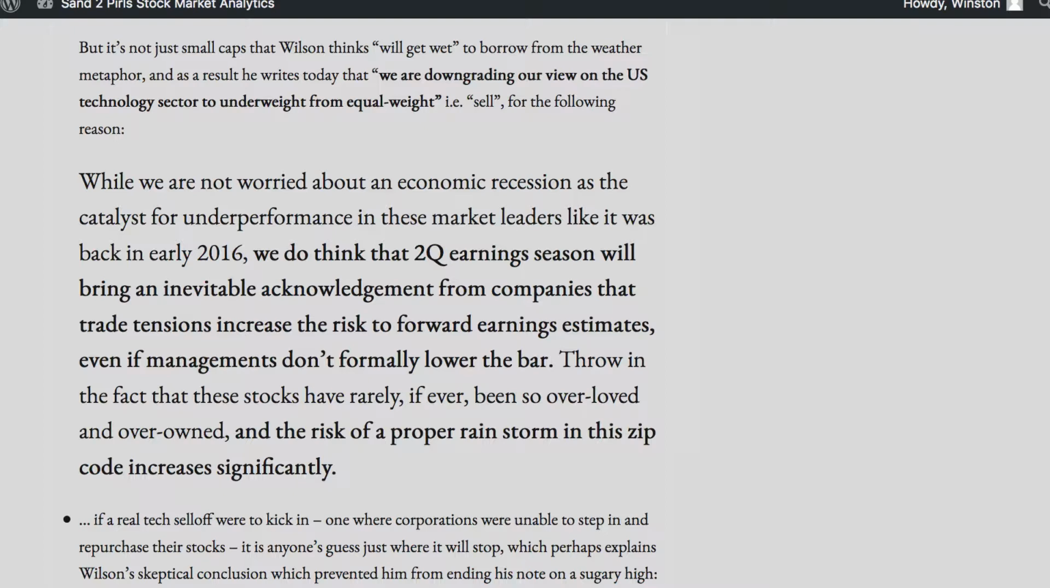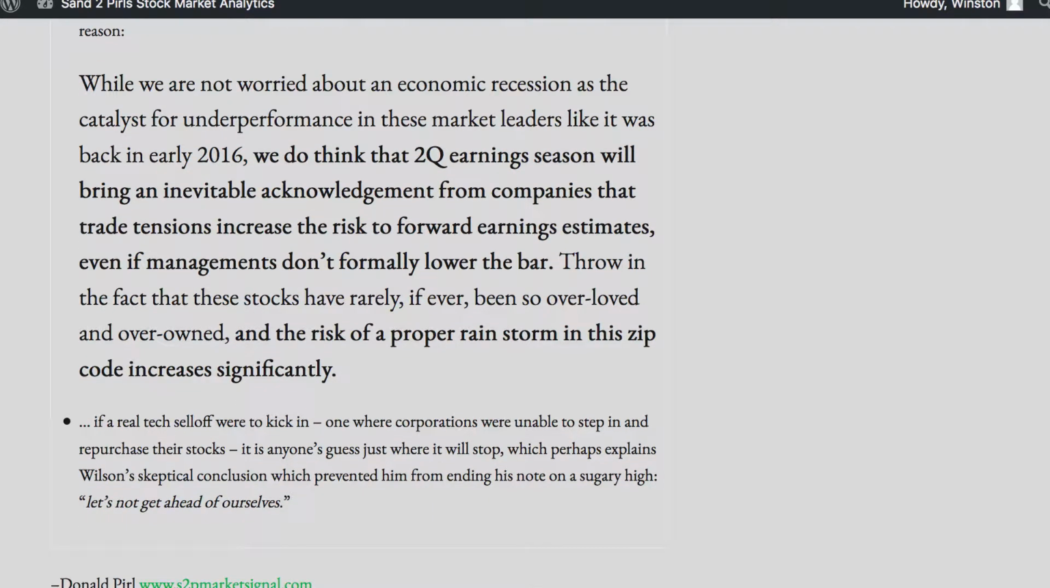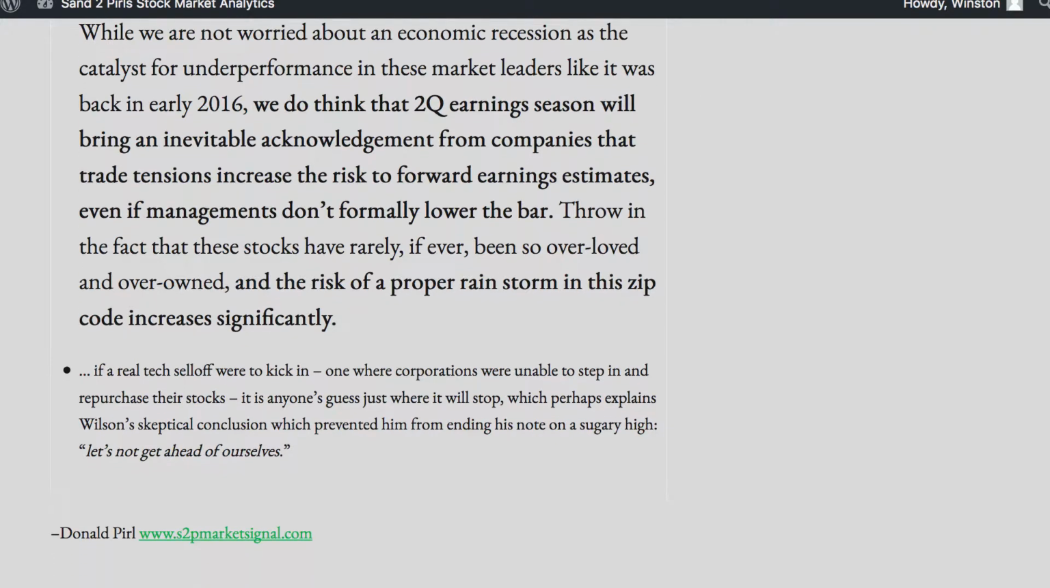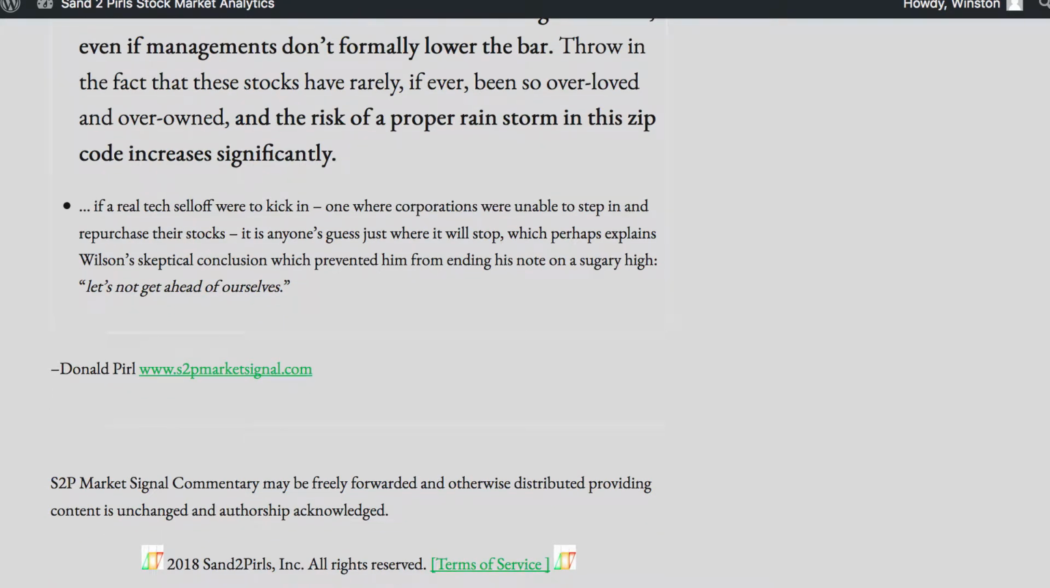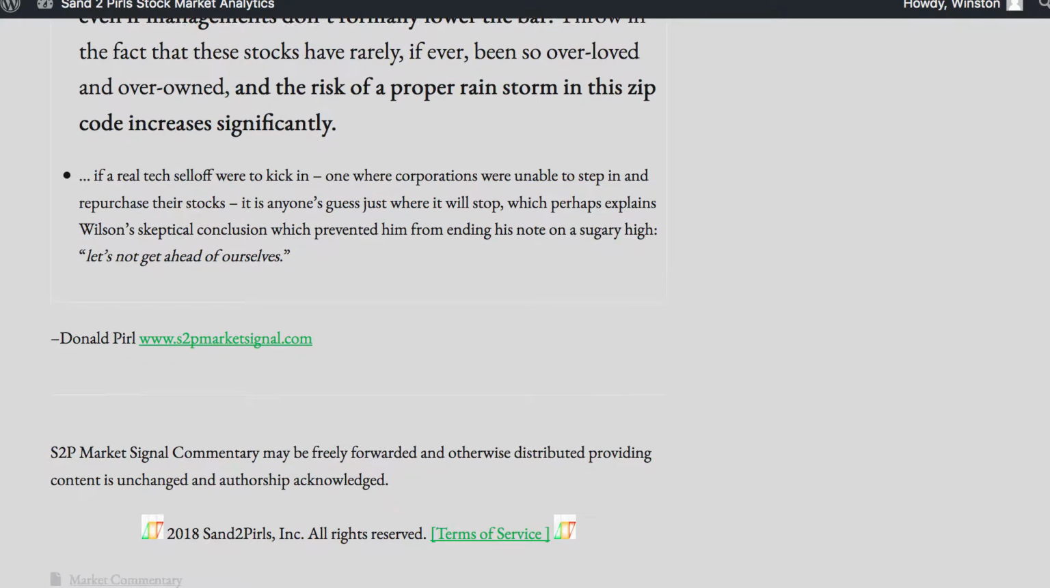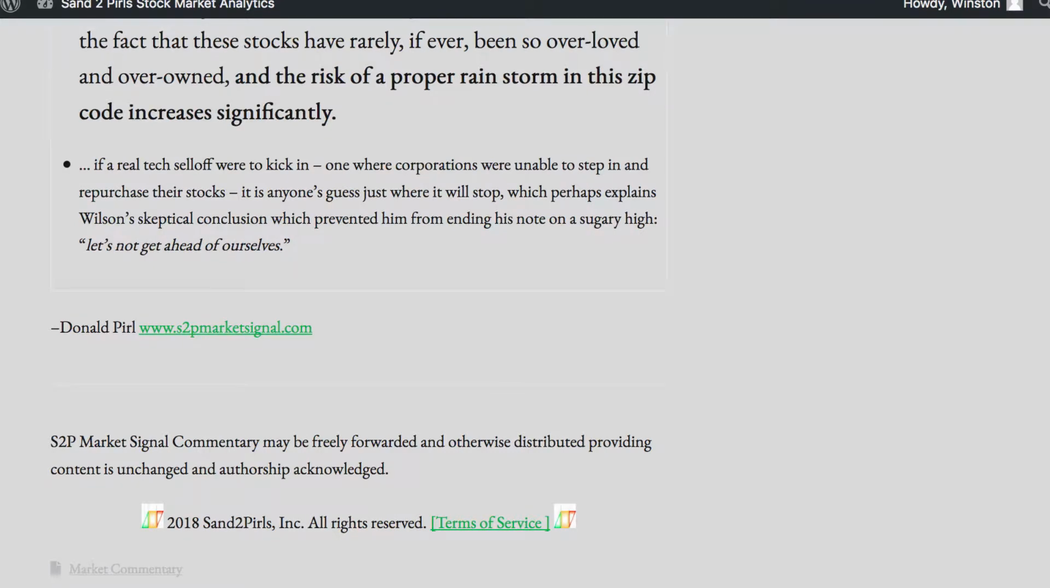While we are not worried about an economic recession as the catalyst for underperformance in these market leaders like it was back in early 2016, we do think that 2Q earnings season will bring inevitable acknowledgement from companies that trade tensions increase the risk to forward earnings estimates, even if managements don't formally lower the bar. Throw in the fact that these stocks have rarely, if ever, been so overloved and overowned, and the risk of a proper rainstorm in this zip code increases significantly.